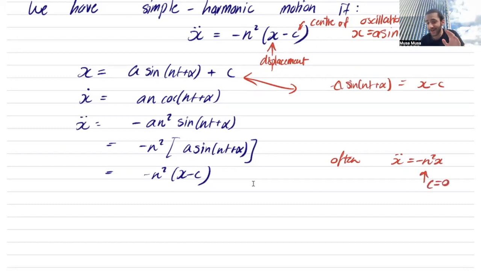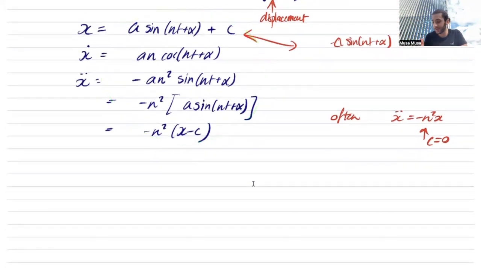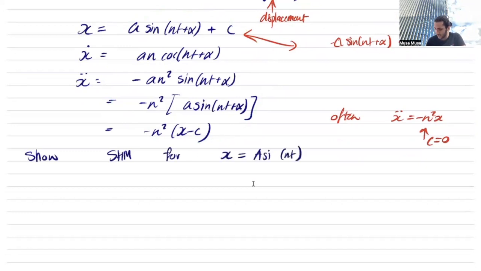What I want you to do is show this to be true for, obviously, x equals a cos nt plus alpha. That's kind of easy, because it follows the same thing as what we did here. I want you to show it for this one: show SHM for x equals a sine nt plus b cos nt. Just have a go. It's really easy, but I just want you to see that it works.